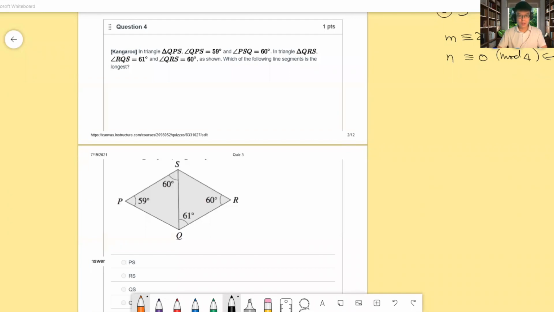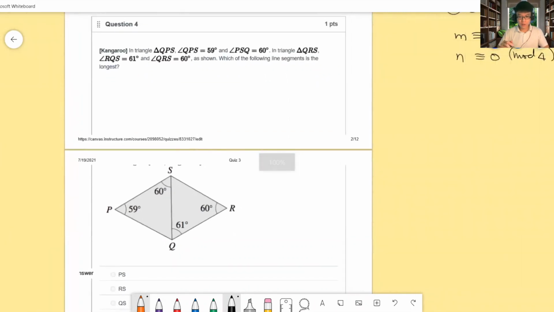Question 4. In triangle QPS, angle QPS equals 59, and angle PSQ equals 60. Accordingly, we can find this angle PQS equals 61 degrees, because the sum of angles in a triangle equals 180. So this is 61 degrees. Similarly, in triangle QRS, we know two angles, and the third angle must be 59 degrees.